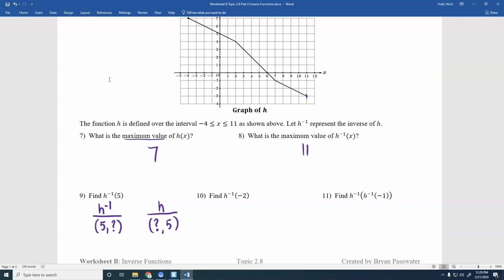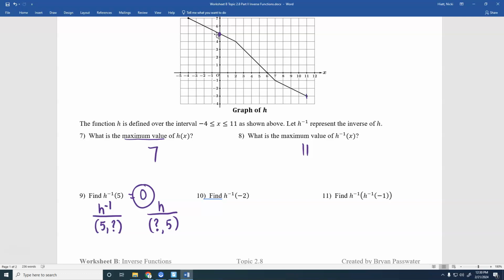Yeah. Right, because I'd switch the X and Y's. So I'm looking this time not for where my X coordinate is 5, but where my Y coordinate is 5. Where is my Y coordinate 5? Right there at 0, this point right here. So that value right there would be 0. So whatever was the X coordinate of your inverse is the Y coordinate on your actual function.